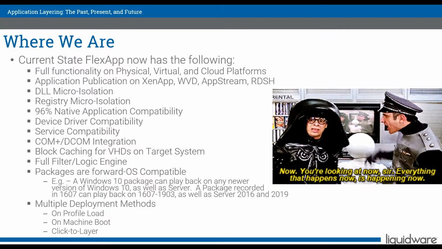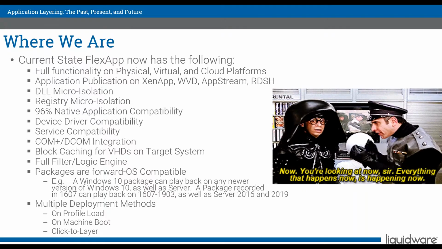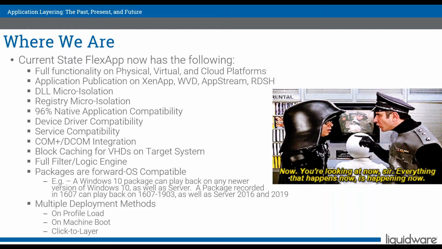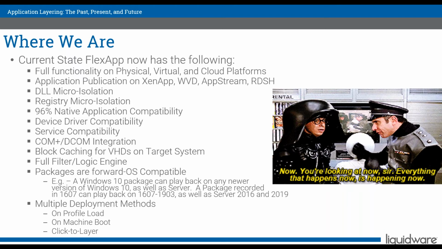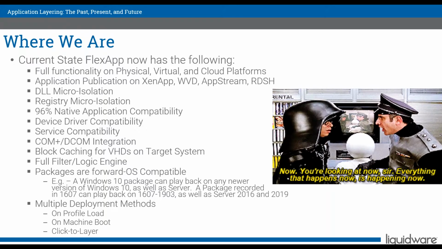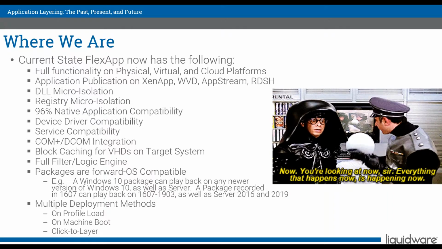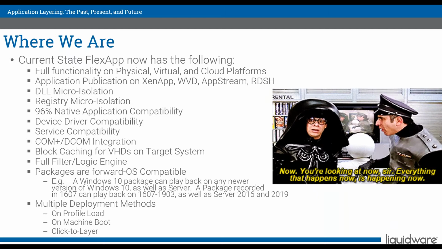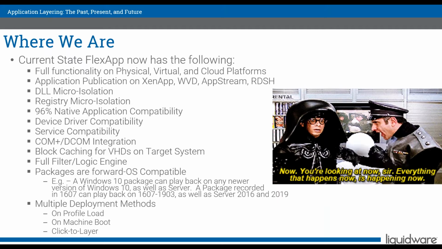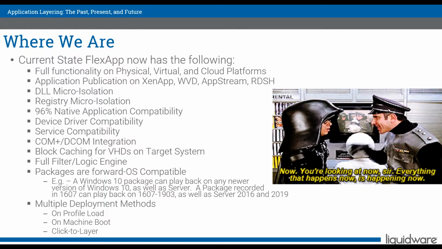Our biggest claim to fame is this: our packages are forward OS compatible, meaning that if you take an application and capture it in Windows 7, for example, you can play it back on Windows 8.0, Windows 8.1, Windows 10, any version of it. And then you can also play it back on Server 2012, 2016, and 2019, all with one package. So one package works across newer operating systems, but unfortunately you can't go backwards. So it usually makes sense to start with whatever oldest operating system you have to worry about.